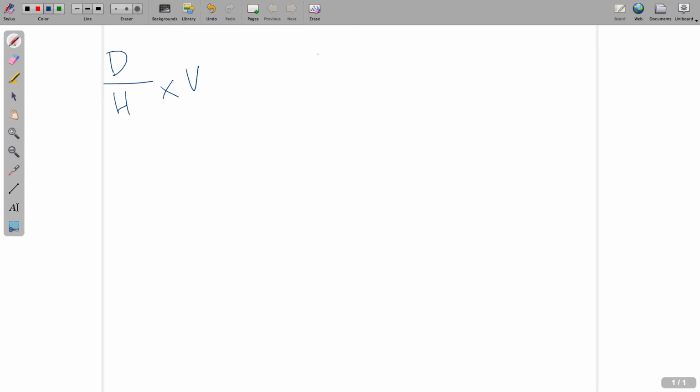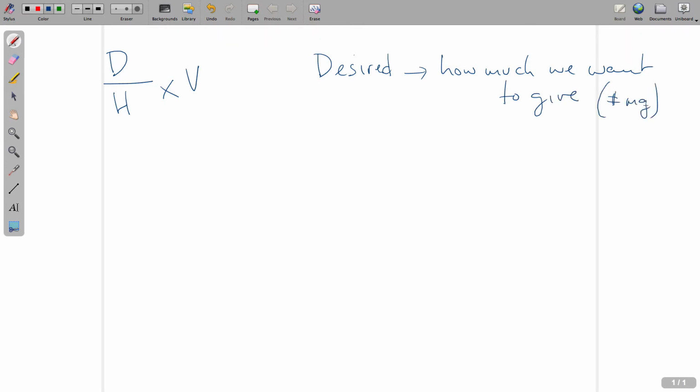All right, so let's take a look at those. The D is for desired dose. This is going to be how much we want to give, so how much the protocol says, how much the doctor says. In any case, it's how much we want to give the patient, and this is usually going to be in number of milligrams.